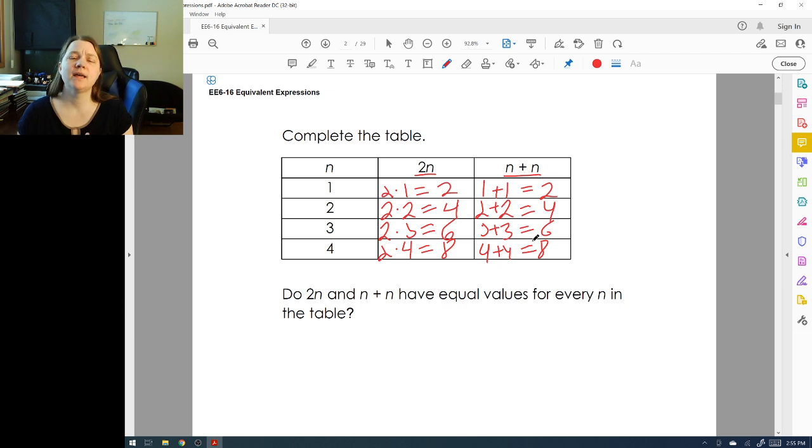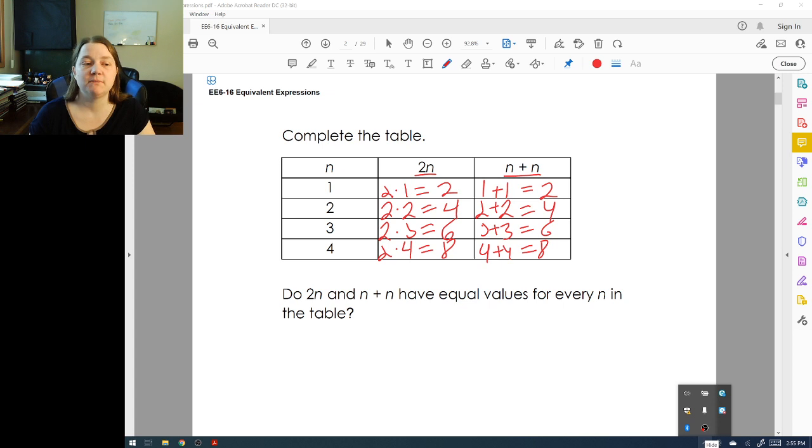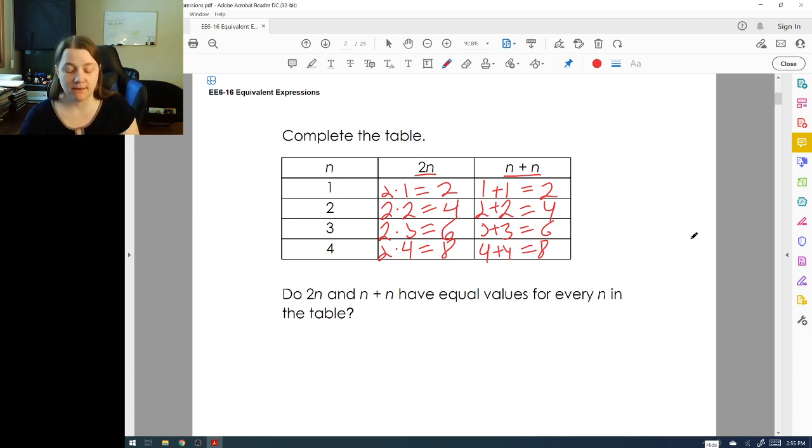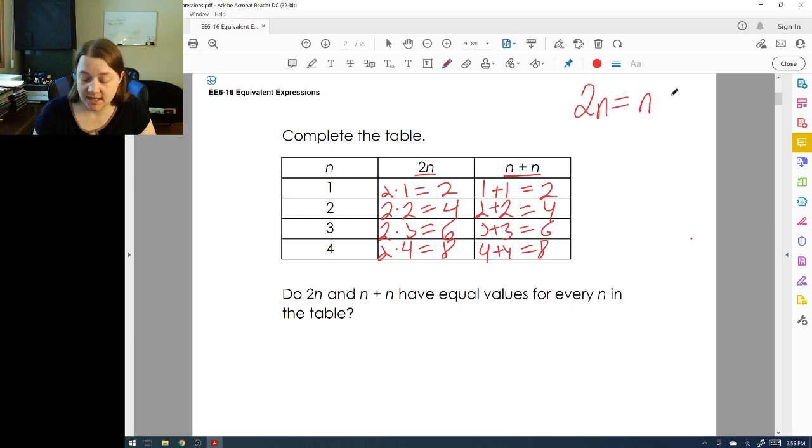Do you see how both times we end up getting to the same number, even though the expressions look different? That's because they are equivalent, which means they mean the same. They equal out to be the same thing. 2n is the same thing as saying n plus n, because multiplication.